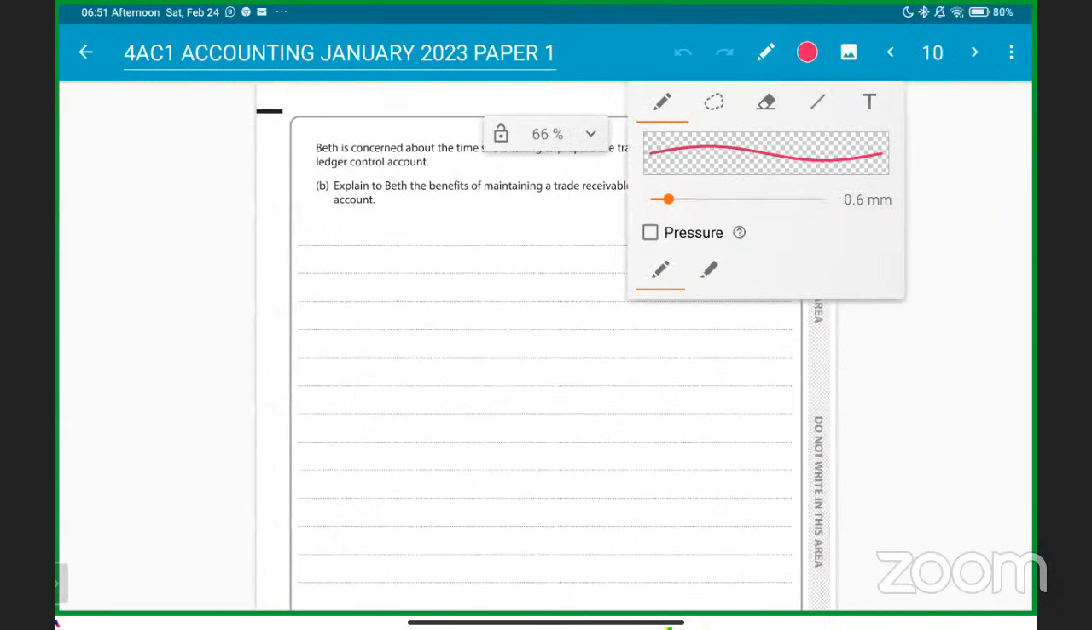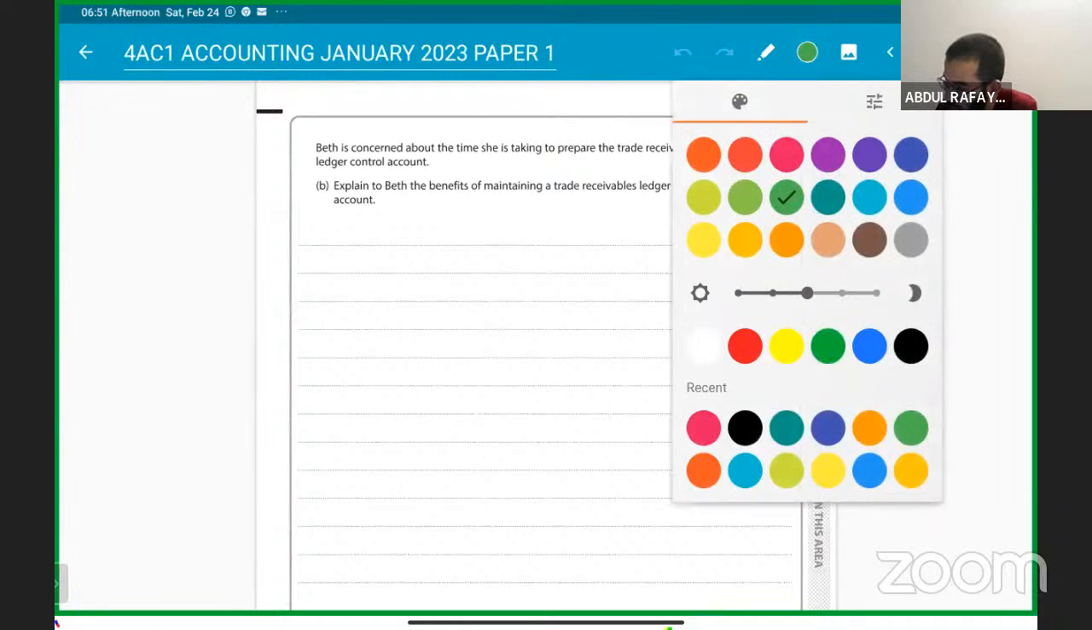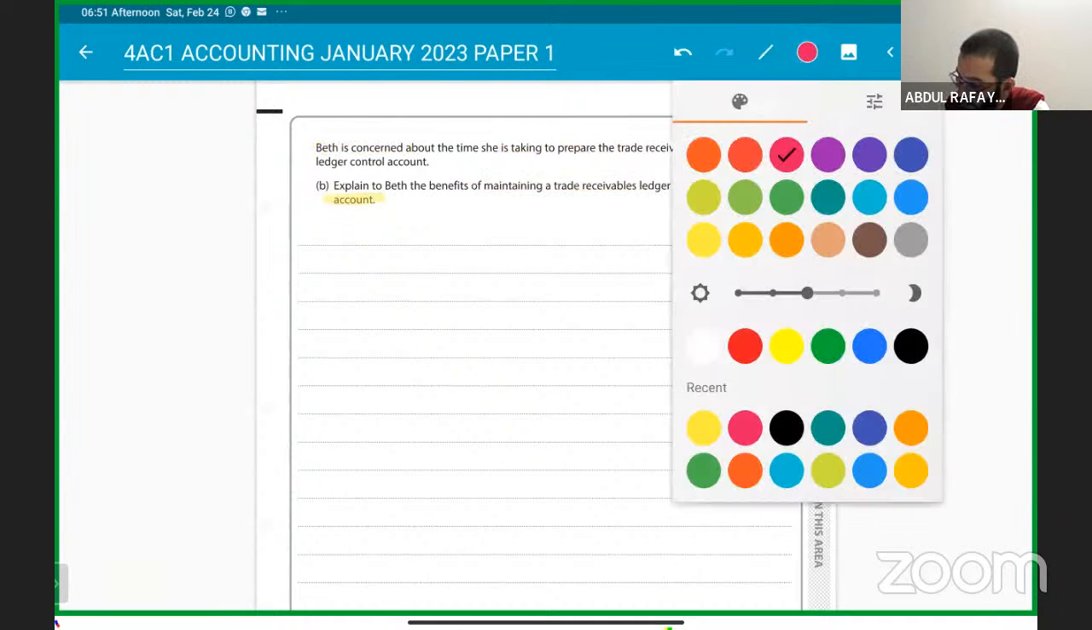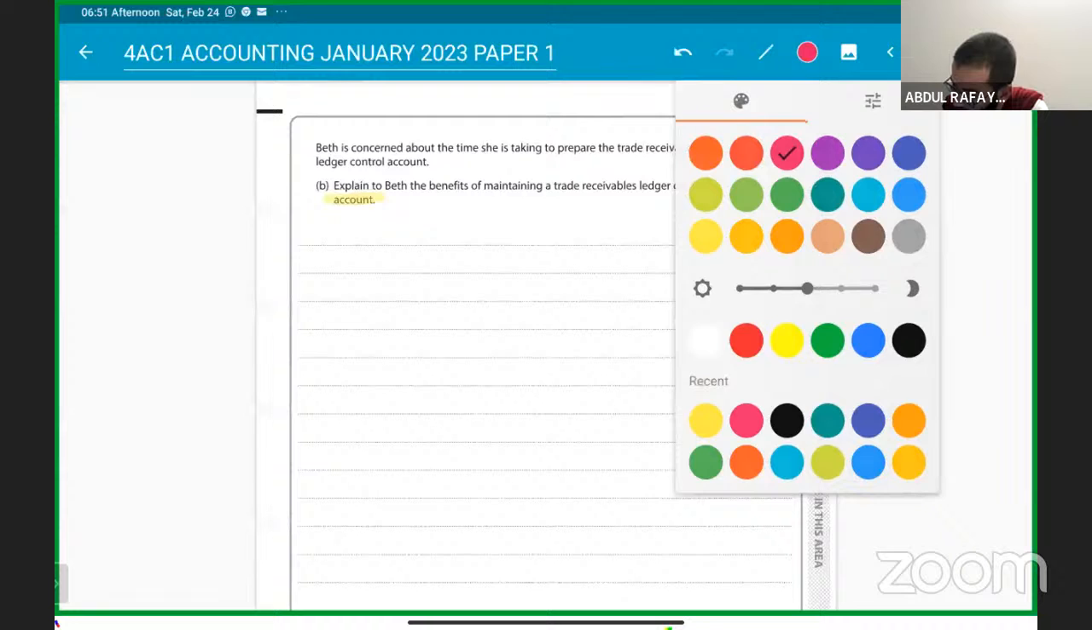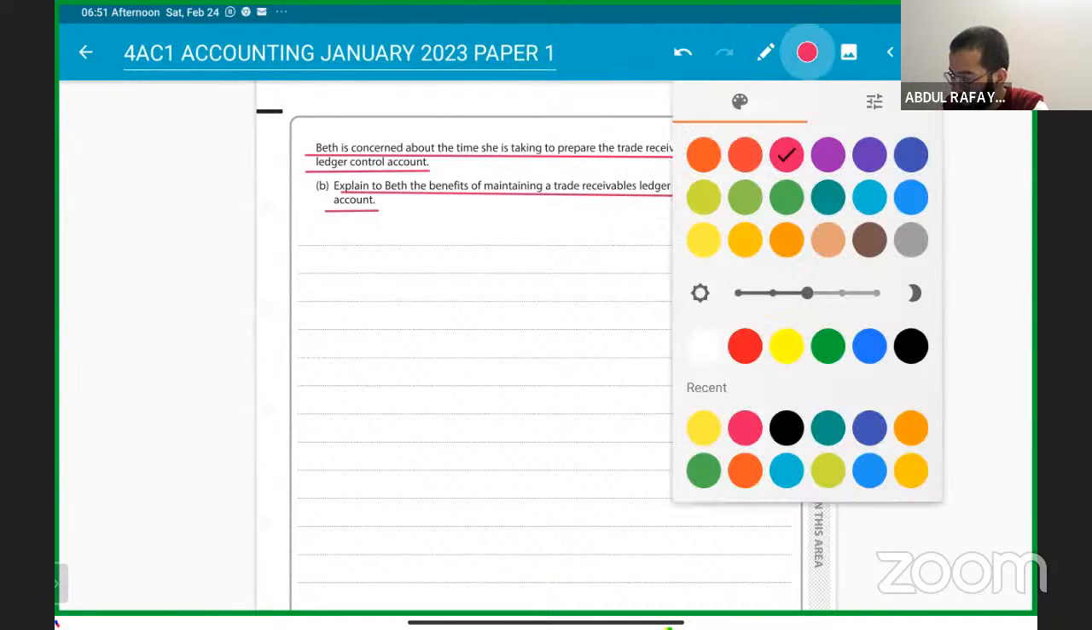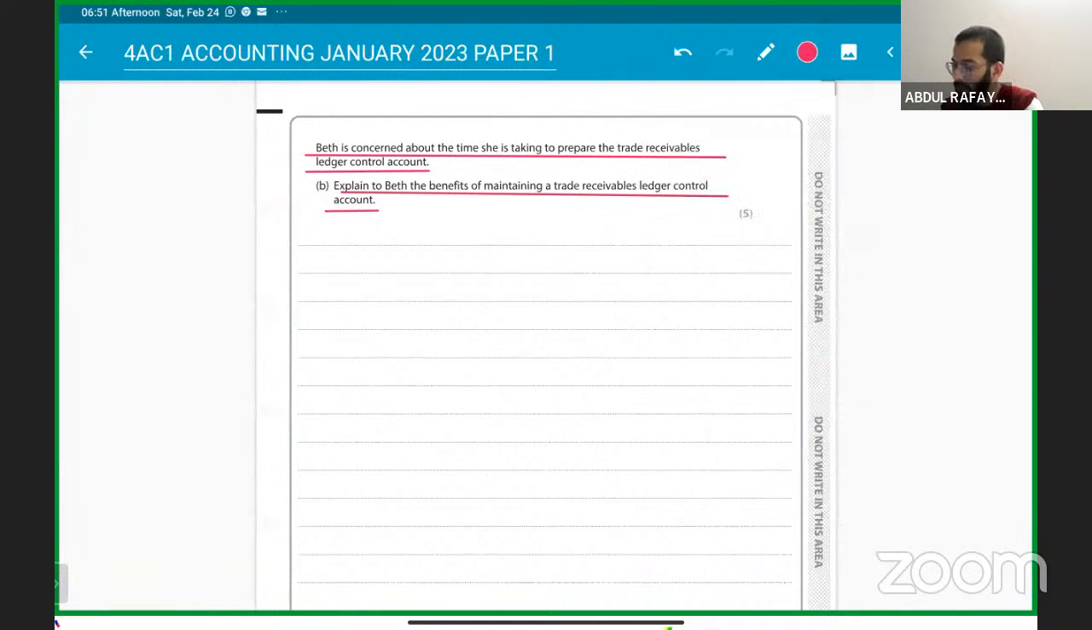Now the next thing is basically for 5 marks, a 15 marks question: explain to Beth the benefits of maintaining a trade receivable ledger account. For 5 marks, you have to write. Beth is concerned about the time she is taking to prepare. So there are some benefits of the trade receivables ledger control account to be made. For 5 marks, we have to explain them. So what are the benefits? Let's write down the benefits.